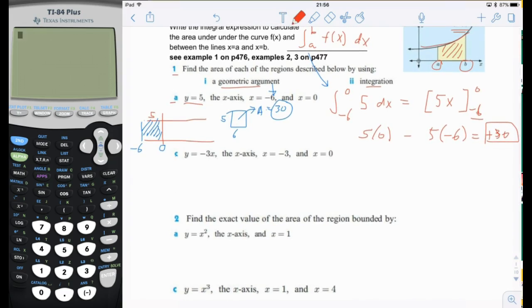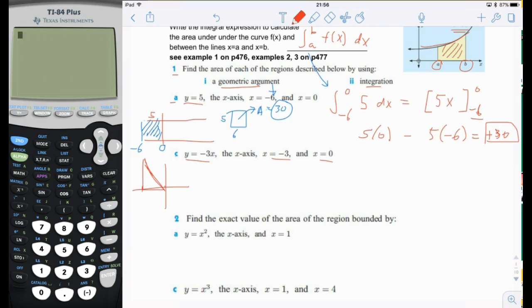Next one. y equals -3x. So this is no longer a horizontal line. Now it's a diagonal line. Looks kind of like this. It crosses the origin, and then it's got a slope of -3, which is actually much steeper than what I just drew here. Okay, and then we are going to evaluate it from -3 to 0. Oh, so I actually drew it on the wrong side. -3 to 0. So we're evaluating from here to here, and it kind of looks like this.